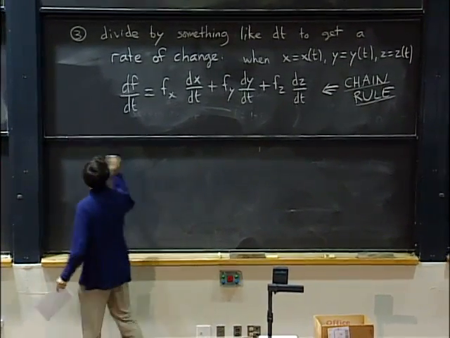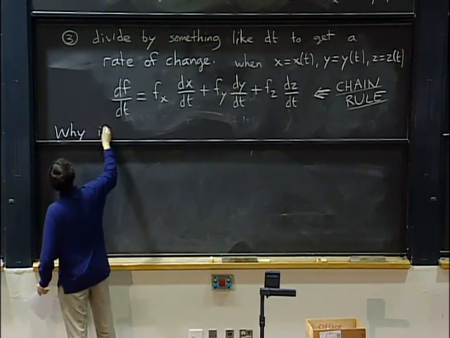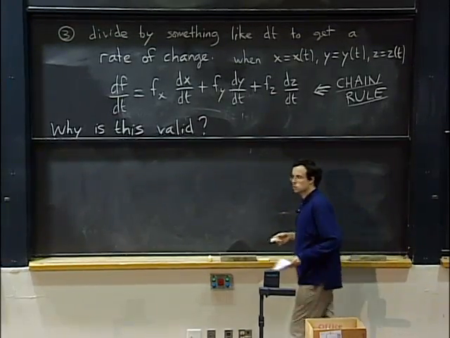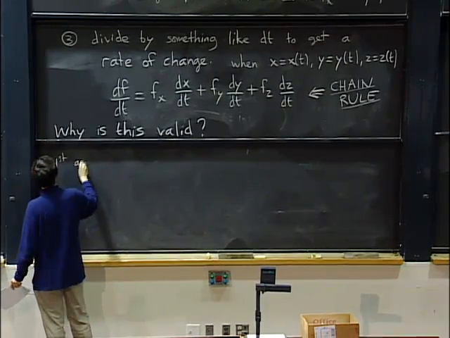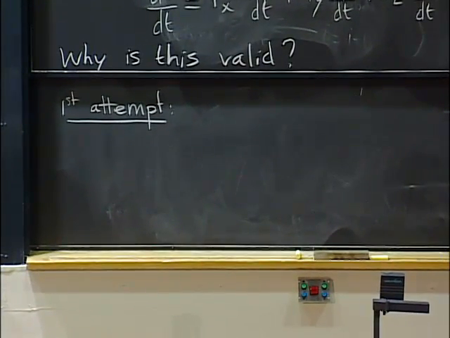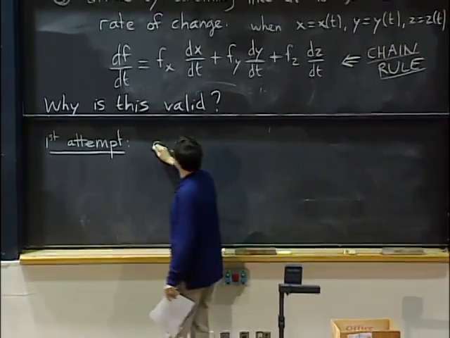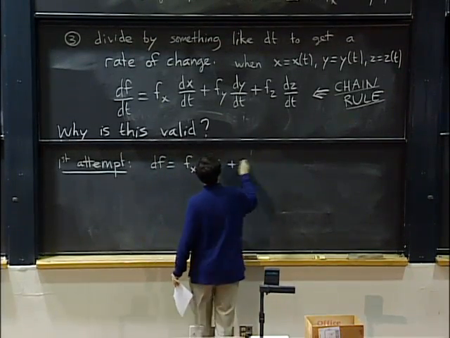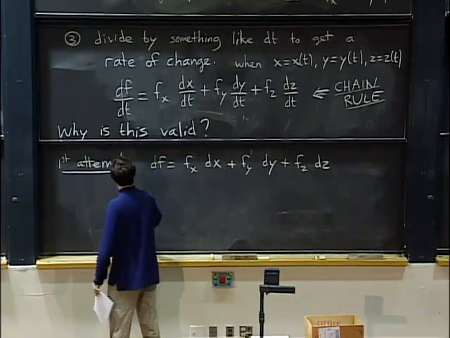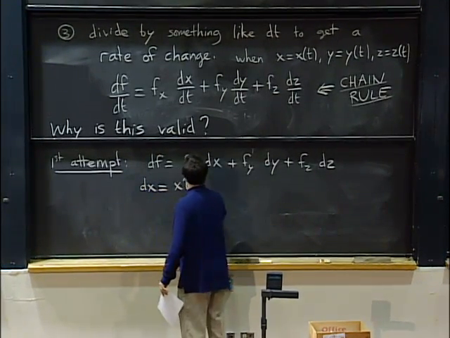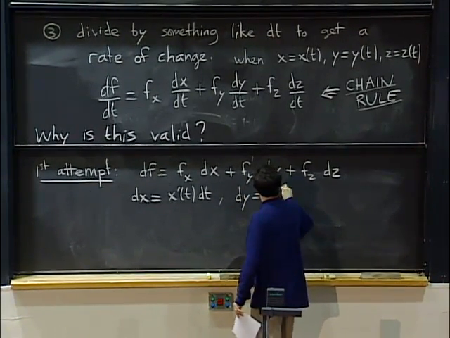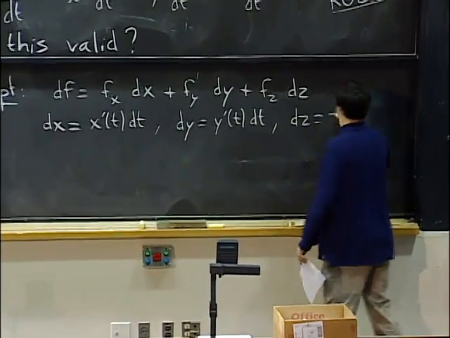So, okay, so why is this valid? How can I get to this? So here's a first attempt at justifying how to get there. Okay, so let's see. Well, we said df is f sub x dx plus f sub y dy plus f sub z dz. But we know, well, if x is a function of t, then dx is x prime of t dt, or dx dt dt, as you prefer. Okay? dy is y prime of t dt. dz is z prime of t dt.